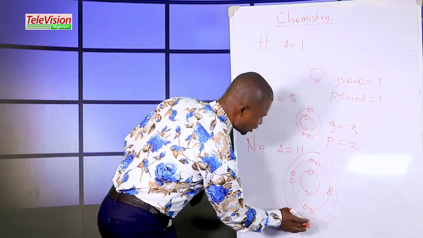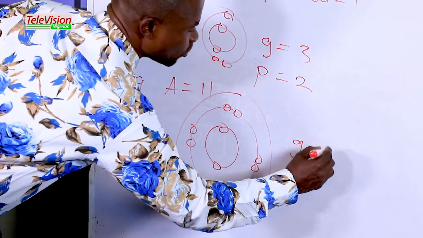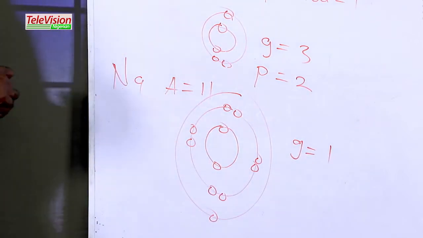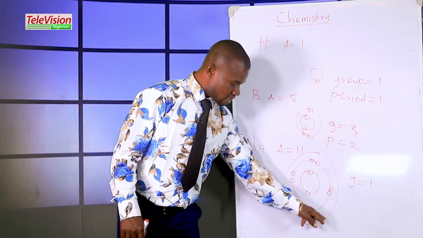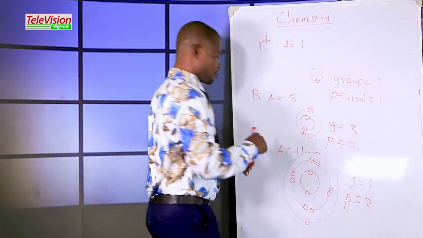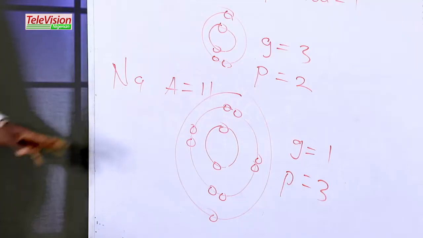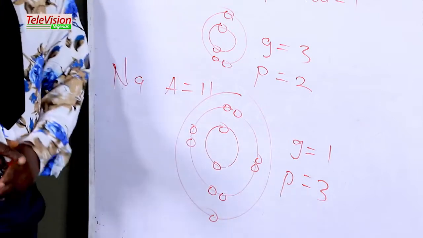That is, the number of electrons in the outermost shell here is 1, which is group 1. Then the number of orbits is 3: 1, 2, 3, meaning period 3. So, sodium belongs to group 1 and period 3.